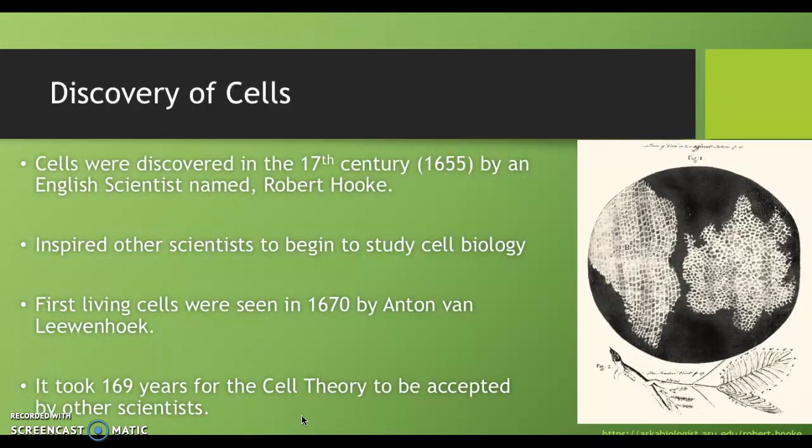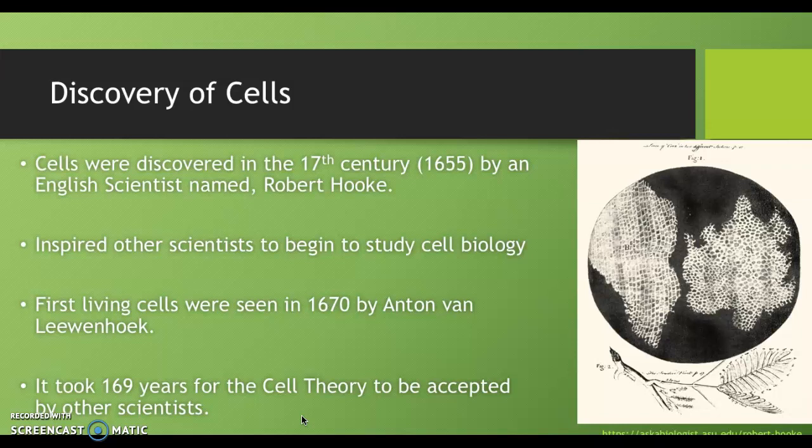The discovery of cells. Cells were discovered in the 17th century by a man named Robert Hooke. Hooke discovered cells through a honeycomb-like structure in the slice of a cork. He noticed compartments and called them cells. This piece of cork he observed was a dead piece of tissue, so he was only able to see the cell walls. Hooke's observation inspired many other scientists to study cells, which later became known as cell biology.